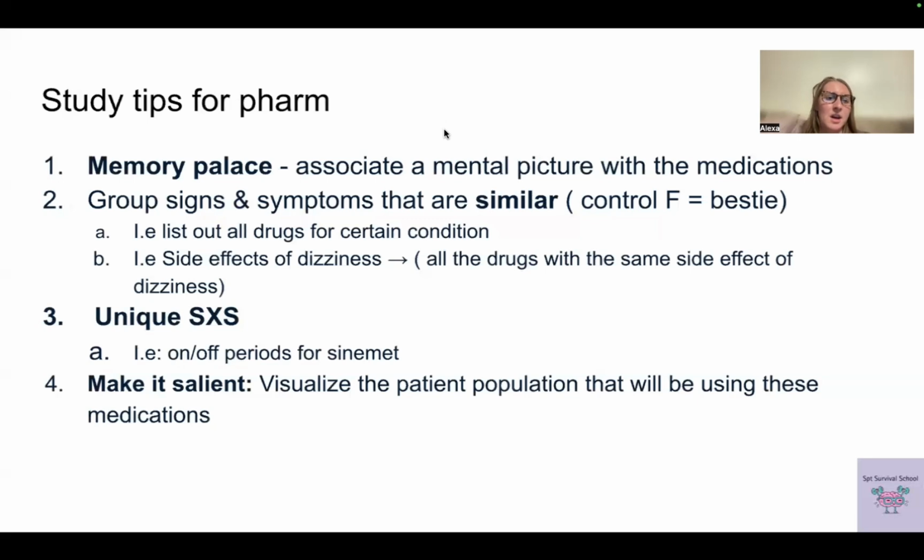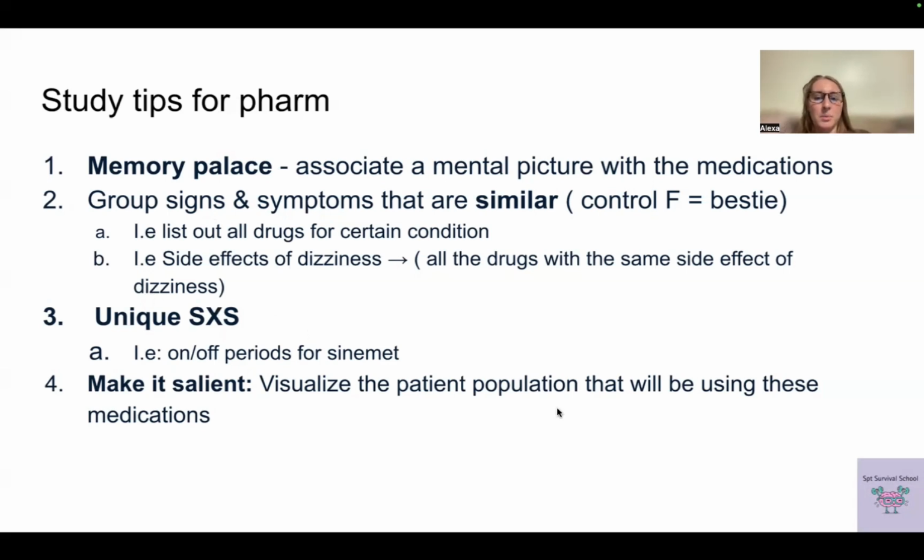Now, pharmacology is not an easy class by any means and is sometimes very boring. These are 4 strategies that helped me, and I have some examples coming up. So you have memory palace. This is where you associate a mental picture with the medication. So think like the muscle relaxers with the Drake and Josh reference, and then the anti-epileptic drugs, the lightning bolt, just to picture that. And putting together, so grouping the signs and symptoms, if you are able to put together like a Venn diagram, comparing and contrasting the drugs, you're able to keep in your head what's similar, what's different, and then also making it salient.